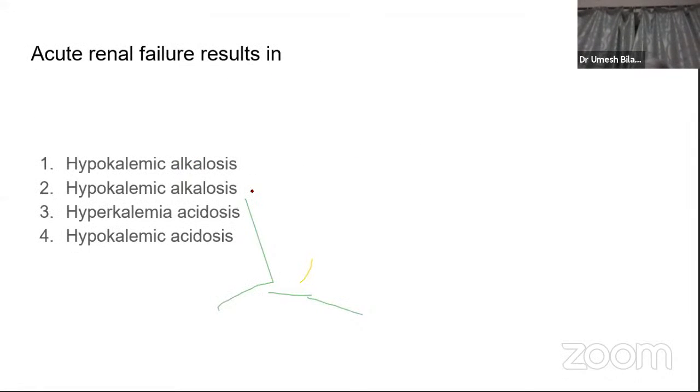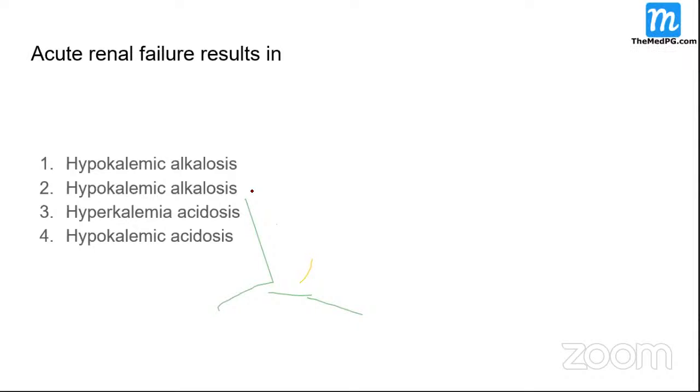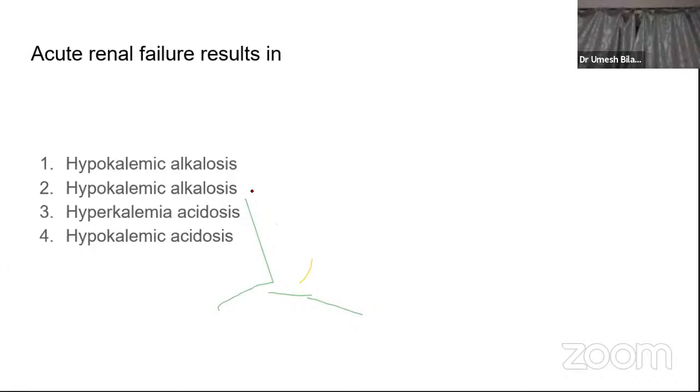Okay. Now, acute renal failure results in what? Type the answer if you don't want to say it. I want everybody to type at least an answer to this question. It is not difficult. Fourth, hypokalemic acidosis. So Manjunath says it's hypokalemic. Suchit, what do you think?